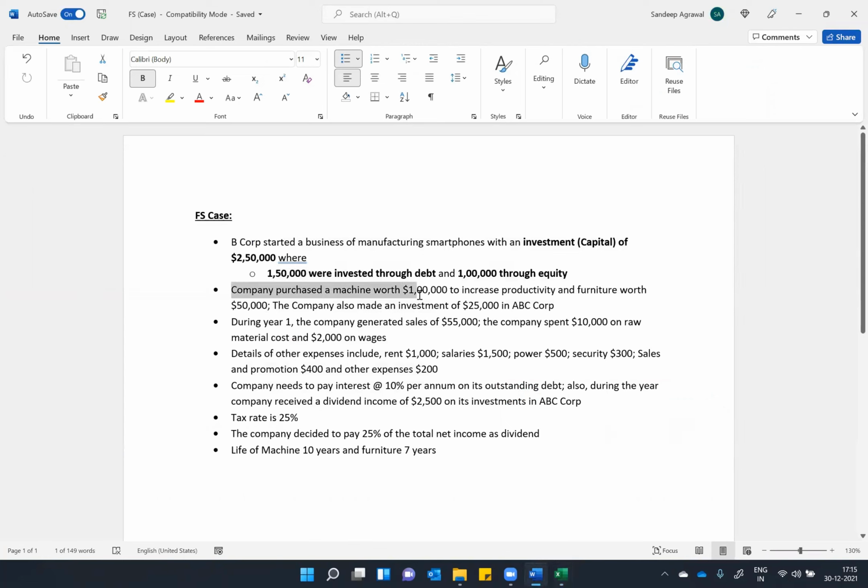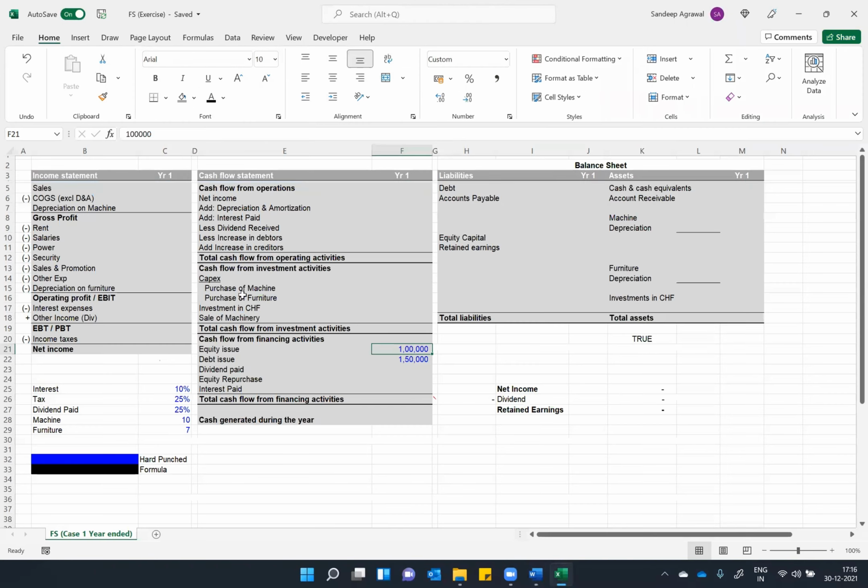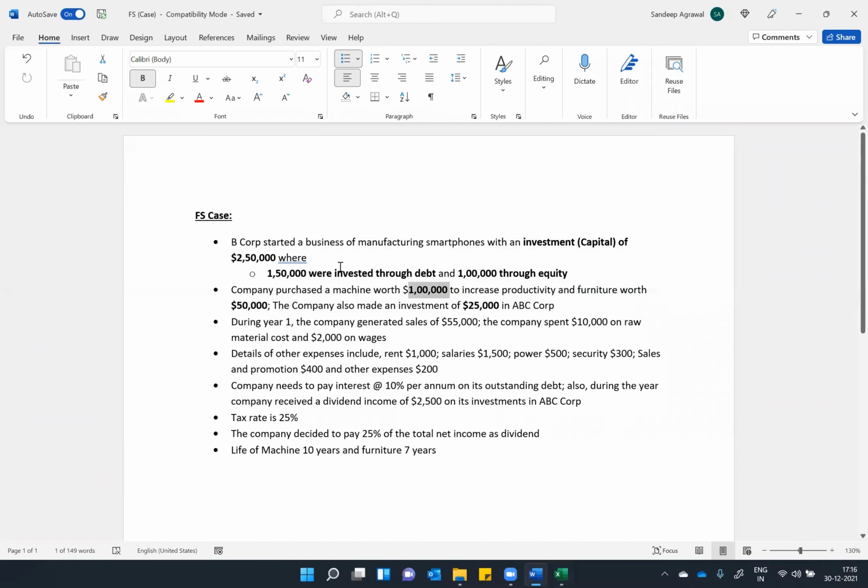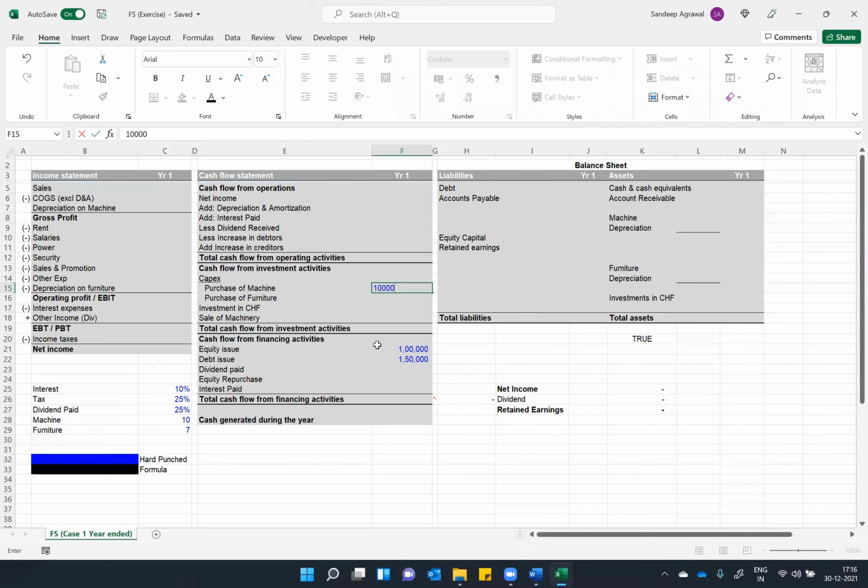Next is: the company purchased a machine worth 1 lakh, and furniture worth 50,000. The company also made an investment of 25,000 in ABC Corp. So as you can see, it looks like they have made an investment. Purchasing any kind of fixed asset, as I told you, is an investment for the company. So I do have investing activities, and a line item, purchase of machine, which is 1 lakh.